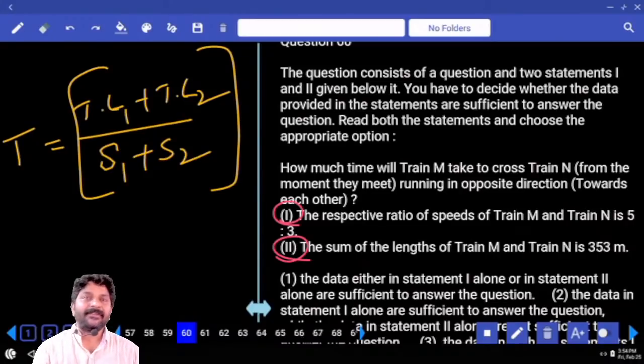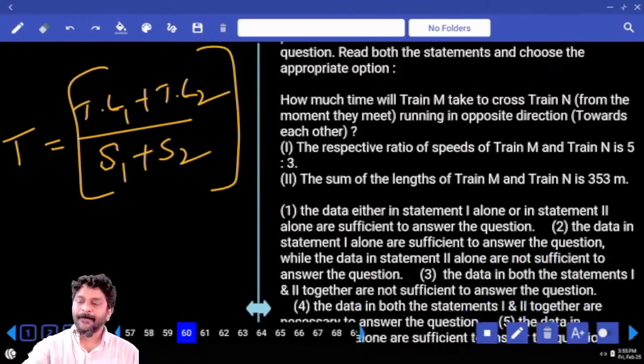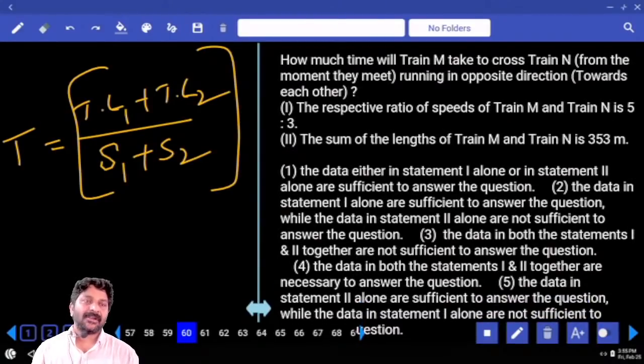Right? 5:3 does not mean 5 meter per second and 3 meter per second; it means 5 parts and then 3 parts. And what is the value of 1 part? You don't know. So can we answer the question? No way. The answer cannot be done. So both statements together are also not sufficient.